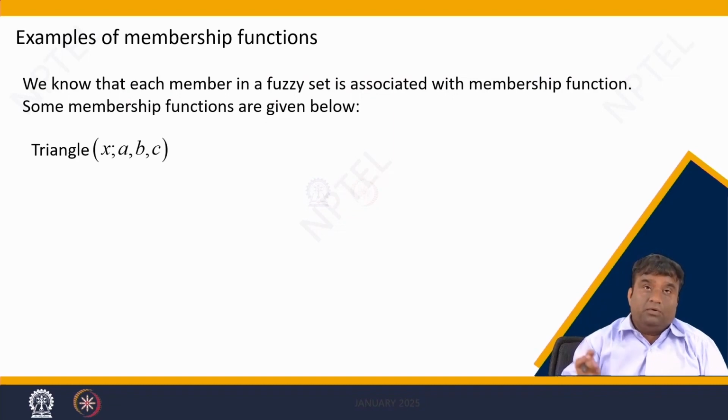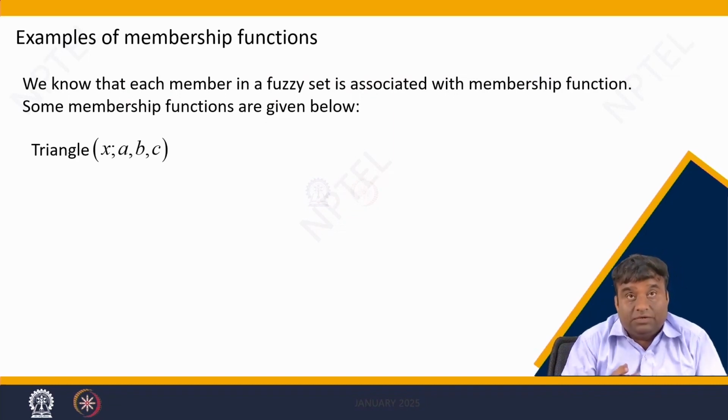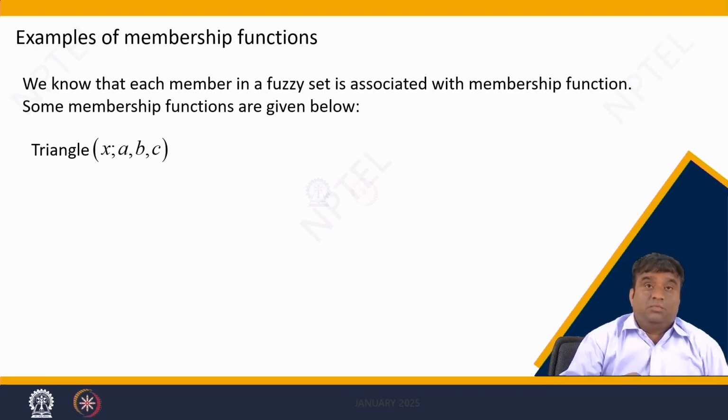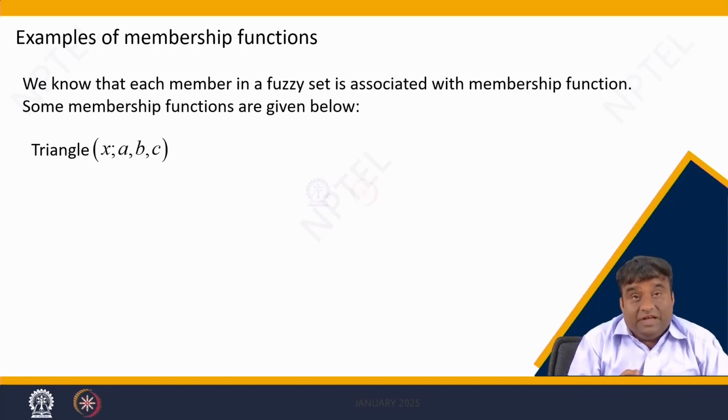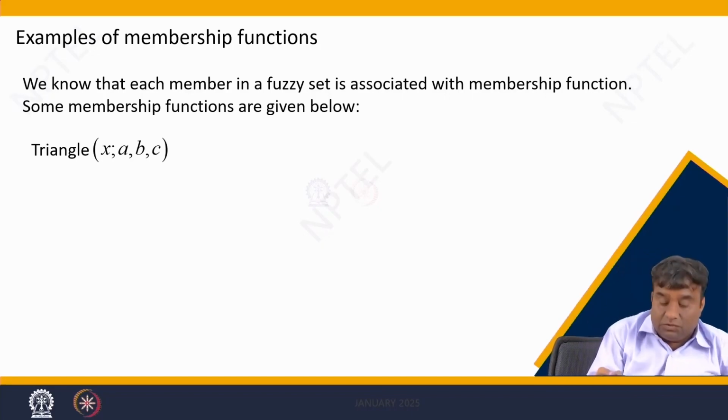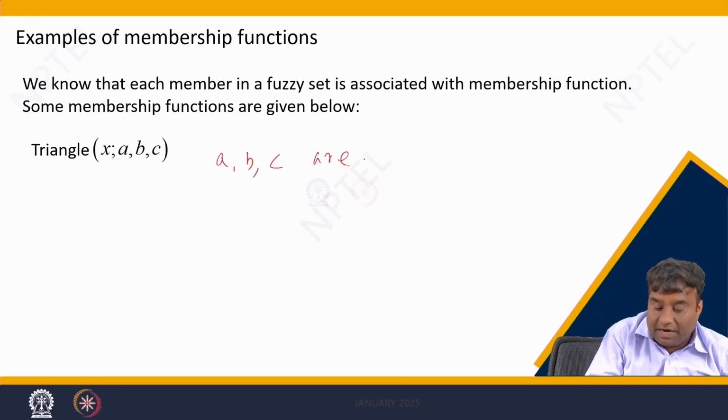Now we have studied that each member in a fuzzy set is associated with a membership function. We have studied some membership functions. Now we will introduce some more membership functions as given below. Here the variable is x, and a, b, c are known as parameters, with the property that a is less than b less than c.